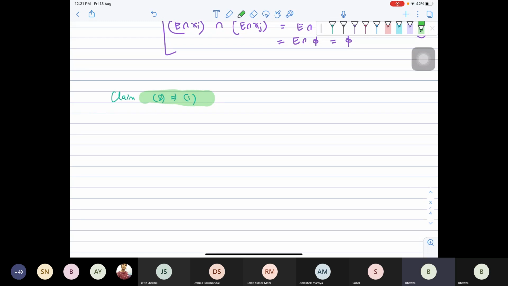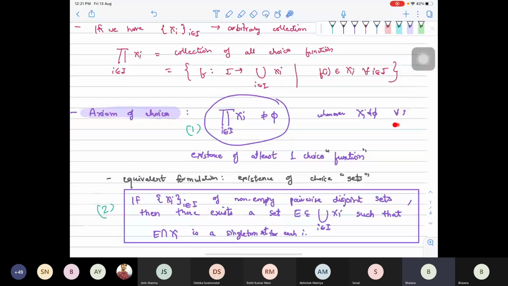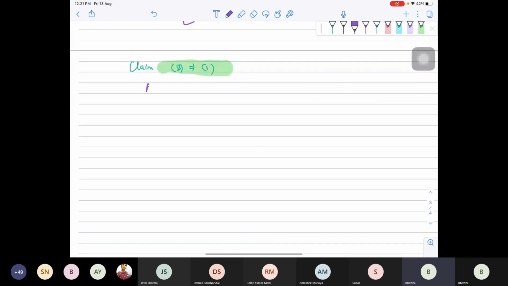So again, now I have to make some assumption. I want to prove statement 1. Statement 1 says that if I have a collection of non-empty sets, then the product is non-empty. So I have to make some assumptions. My assumption is: let Xi be an arbitrary family of non-empty sets.